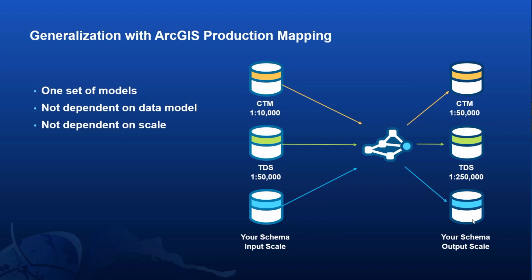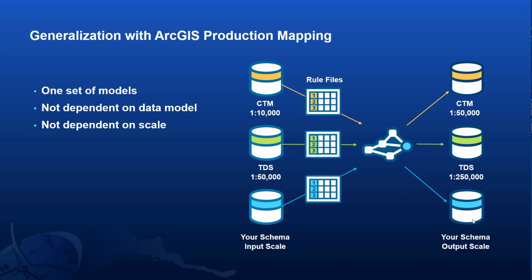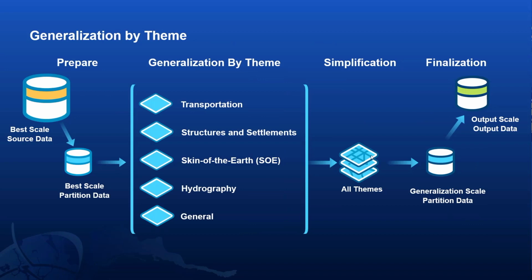So how do we have one set of models that's this flexible? Well, we came up with the idea of using rule files, right? So capturing that generalization logic that's specific to each of these within their own rule file. These rule files come in the box, and they include feature type logic, so rules for how to generalize different feature types, also tolerance values. So all of that's captured in individual rule files. Rule files and the models come with production mapping, and the two of them together is how you automate your generalization. And so we generalize by theme within these models.